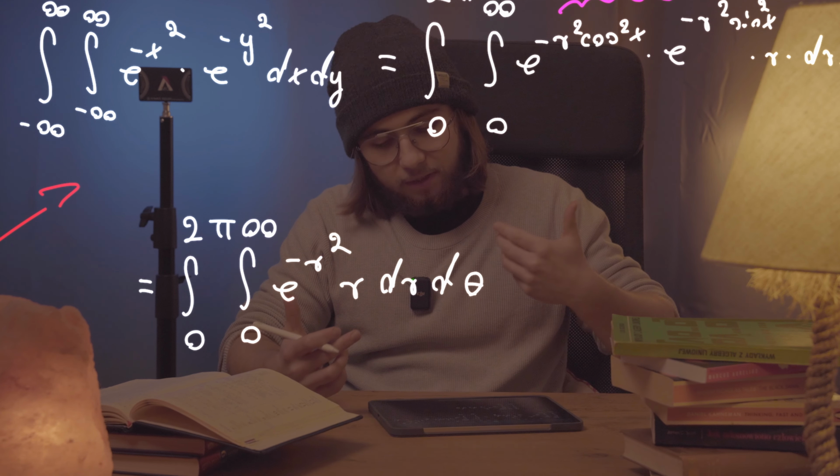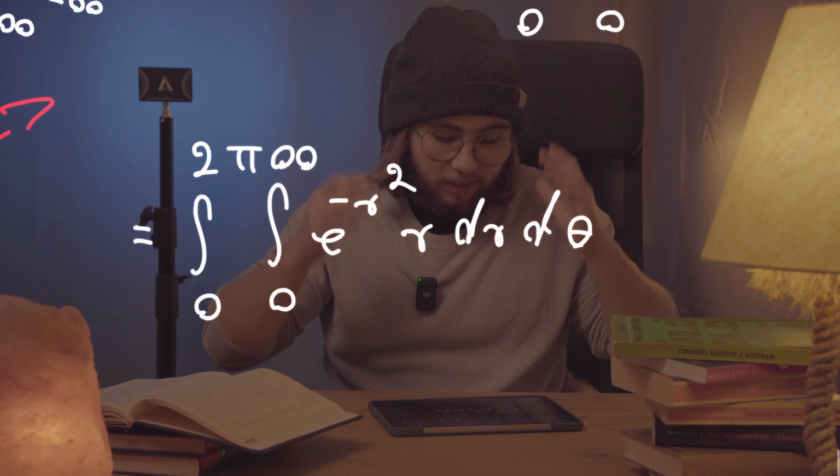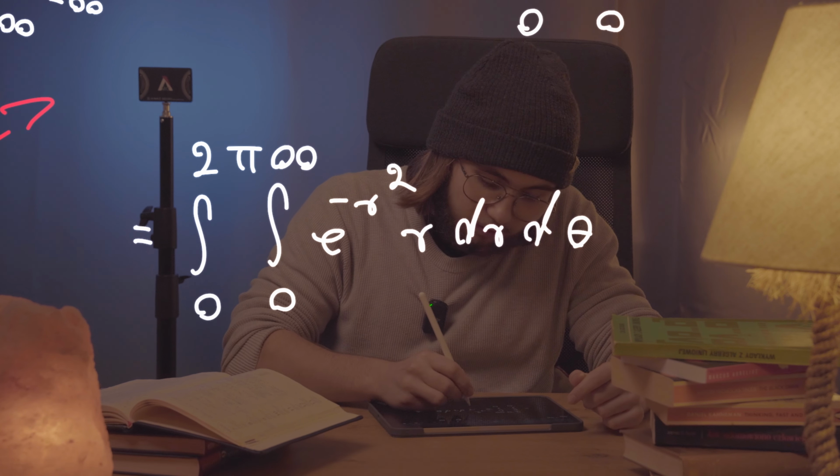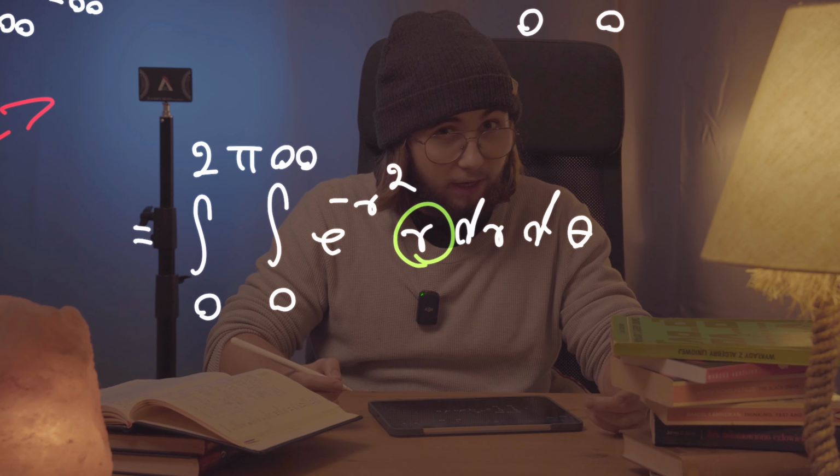Why is this better? Why are we better off now than we were at the very beginning of the problem? We still have the e to the negative r squared, for God's sake, but now we have this mysterious r right over there. And why is it awesome?